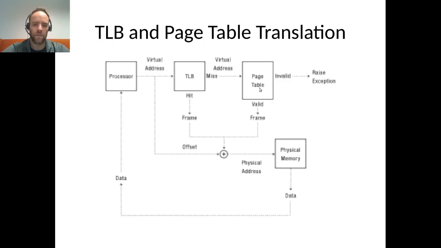So if we miss, we go through the page table lookup, and then the same happens at the end. We append the offset to the frame number, and that gives us our physical address in memory. That data can then be passed back to the processor. Of course, we still have this exception in the case that we access an invalid memory address or try to access a page table that might not be there. In which case, that page table entry would be loaded from disk.